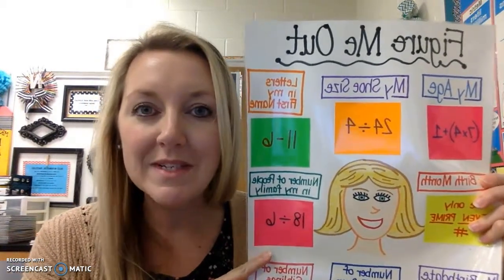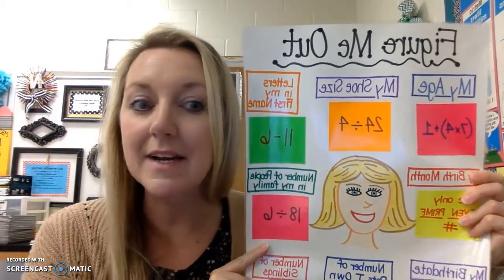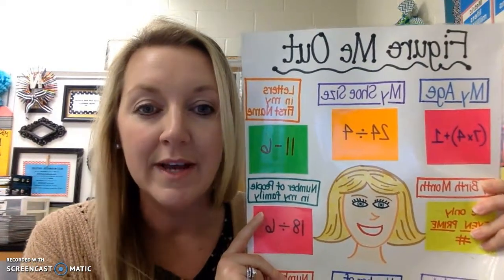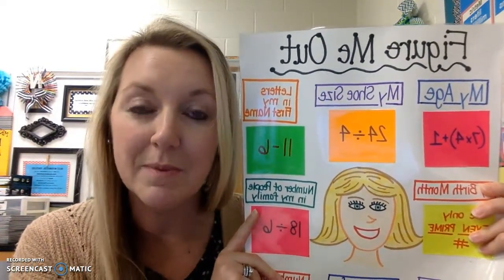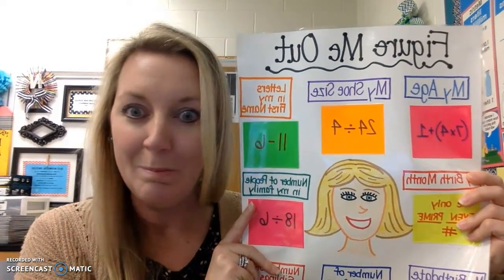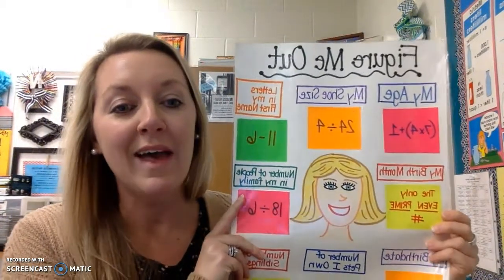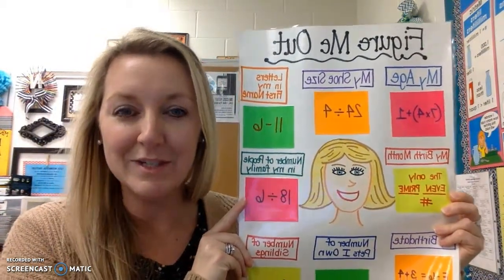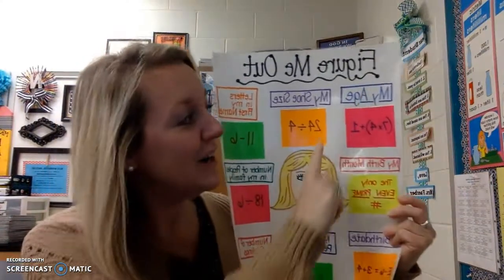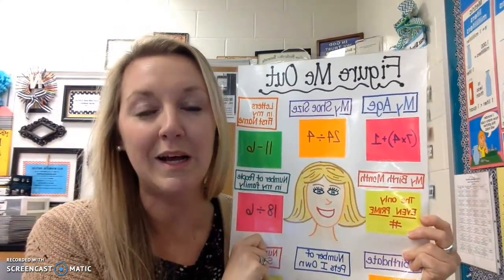So the whole premise of this activity is that instead of telling people things about you, like saying, my birthday's in March, or my birthday is April 3rd, you are actually going to make them figure you out by using math expressions. Now, these are called expressions, not equations, because they don't have an equal sign. So we're going to play a little game right now with me on figuring me, Mrs. Farber, out.